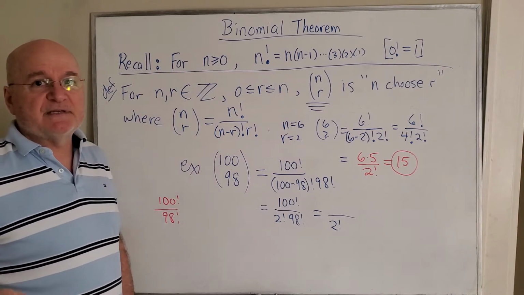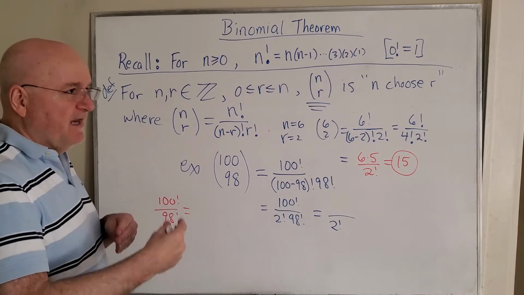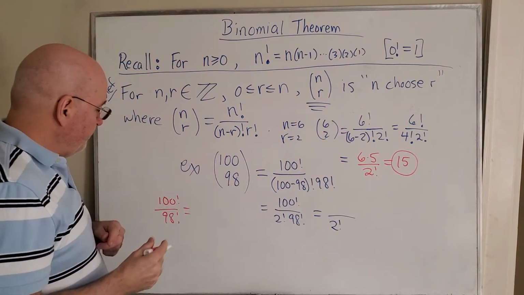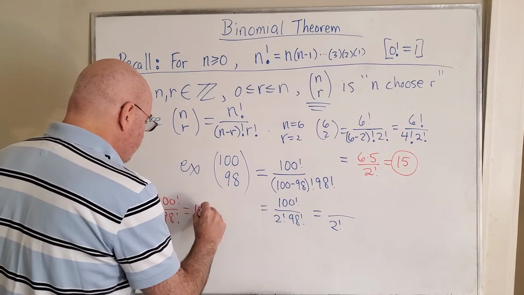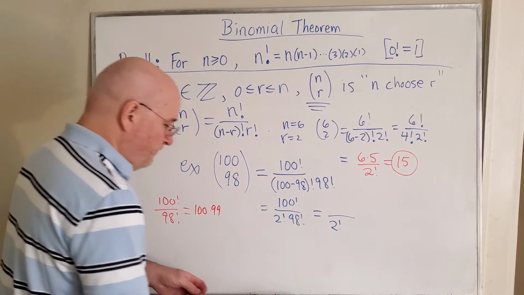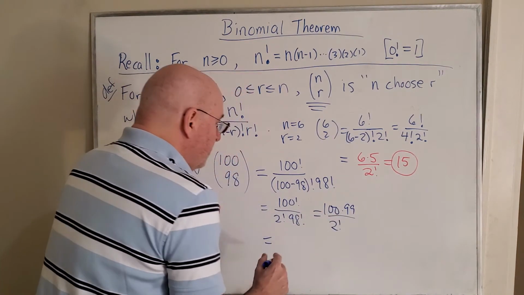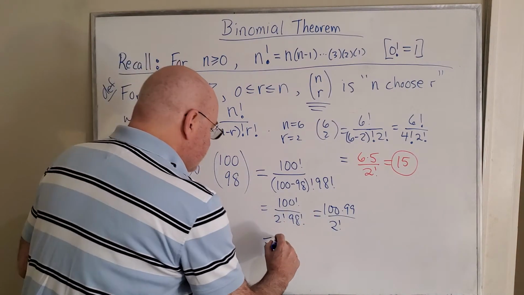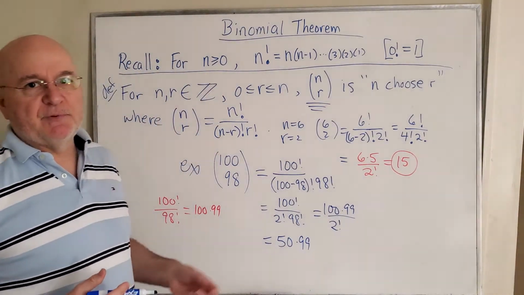It's just 100 times 99. 100 factorial is 100, 99, and then 98 times all the way down to 1, or 98 factorial, which we have right there in the denominator. So 100 times 99. So let's see, 2 factorial is just a 2. 100 over 2 is 50 times 99. All right, I'll let you multiply that out.